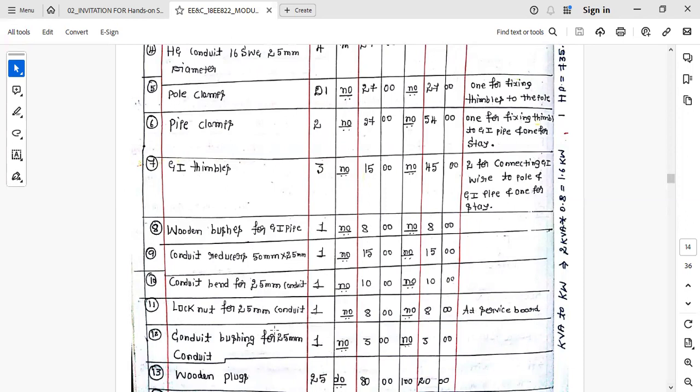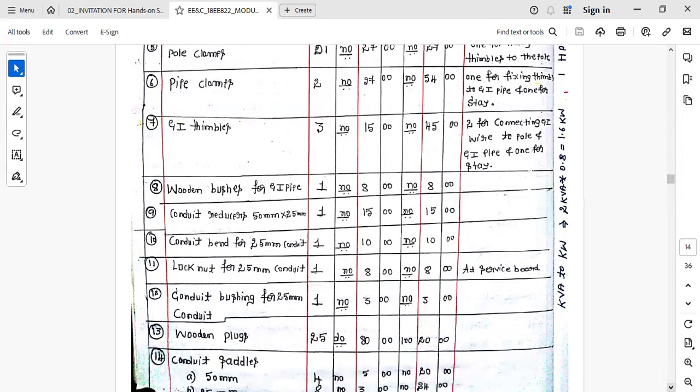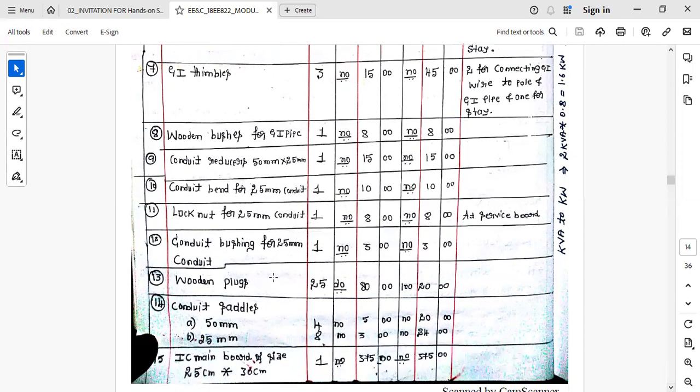At service board. Conduit bushing for 25 mm conduit, one number, 3 rupees per conduit bushing, total 3 rupees.